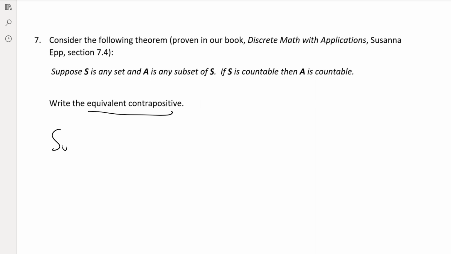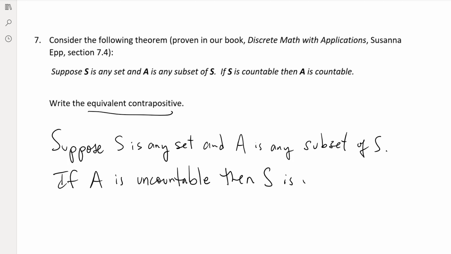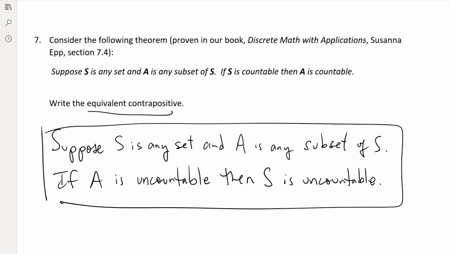So that would be, again, with the same given, suppose S is any set and A is any subset of S. And the contrapositive: not countable means uncountable. So if A is uncountable, then S is uncountable. And that's the contrapositive, with those statements of how the sets A and S relate to each other. If A is uncountable, then S is uncountable.